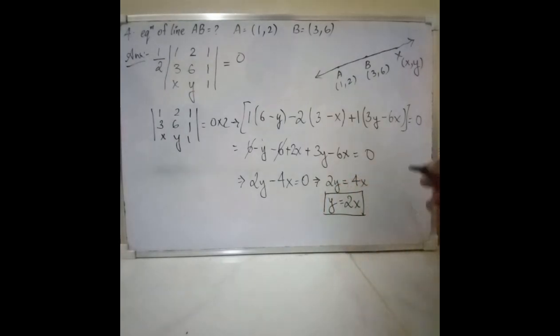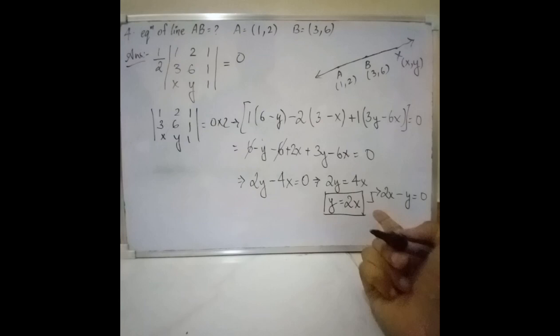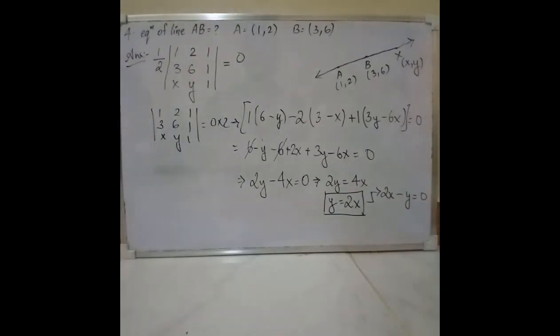This is the required equation of the line. Otherwise you can also write it in this way, 2x minus y is equal to 0. This y you take to the other side, then you can put it 0. You can write it in either way, both are correct answers.